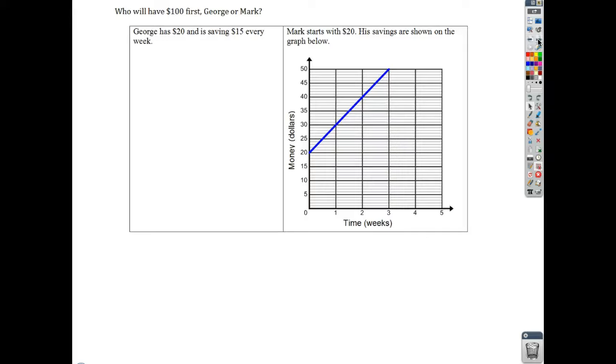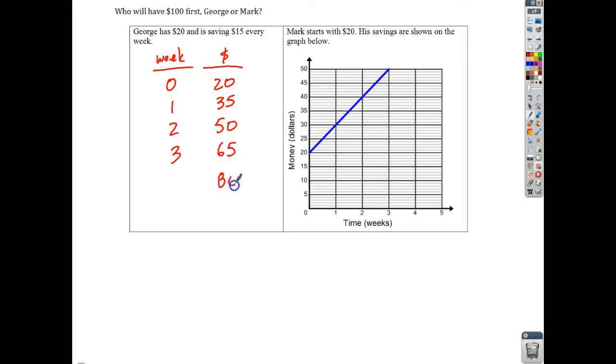All right, so let's take a look at this. George, he's got $20 and is saving $15 every week. One way is you could graph this. Another one is I could just set up a table. So I could say week, and then dollar amount. Week 0, he has $20. Week 1, he's going to have 35. Week 2, let's see, 50. Week 3, he's going to have another 15, so 65.